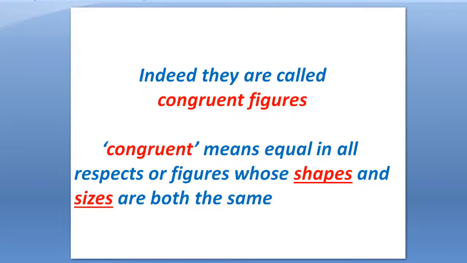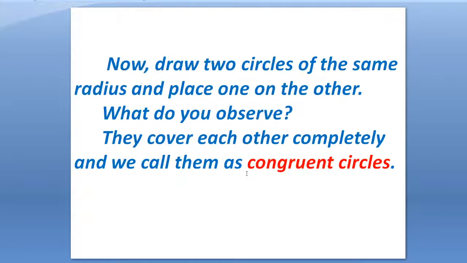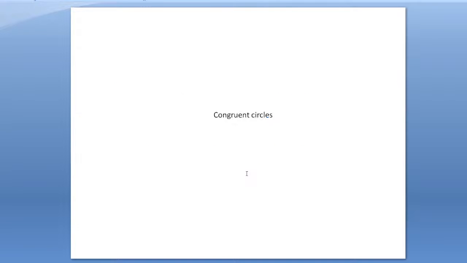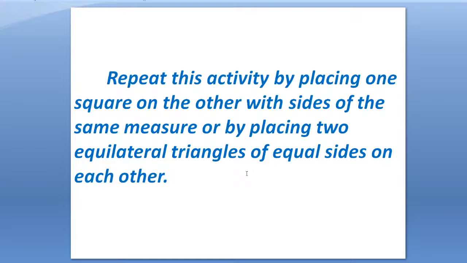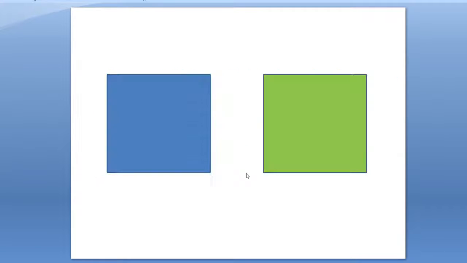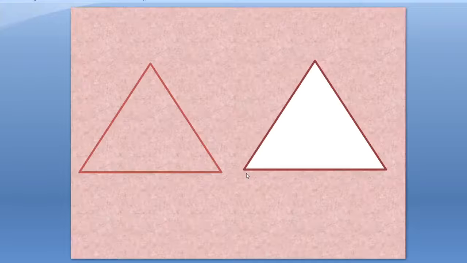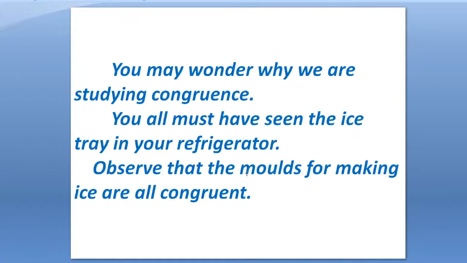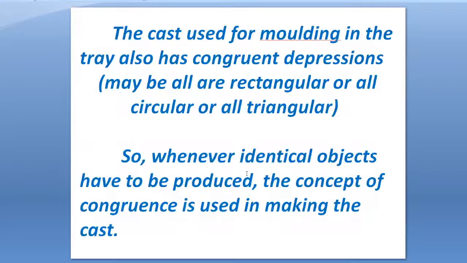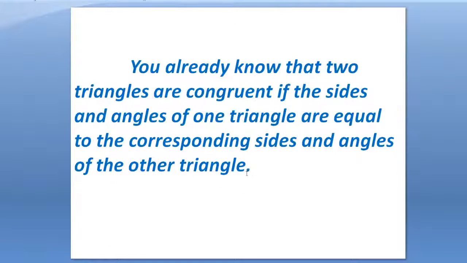Congruent means equal in all respects. Of figures, both shape and size are the same. And see here, congruent circles. We have already discussed congruent squares and congruent triangles. So why are we studying congruence? Because of this congruence, same size, same shape.